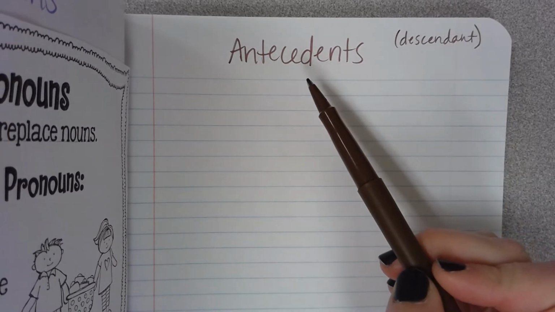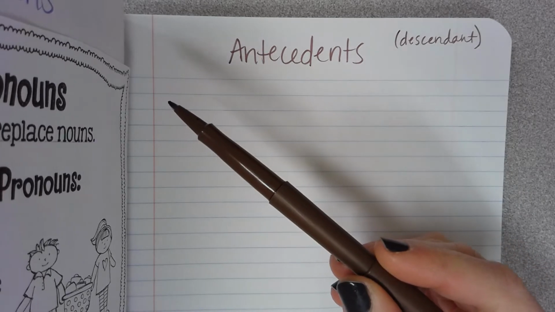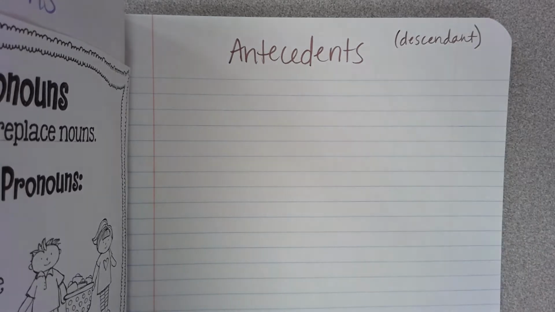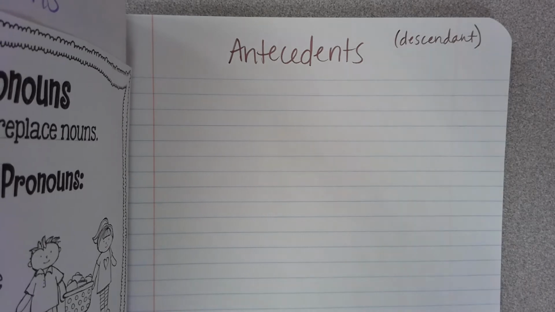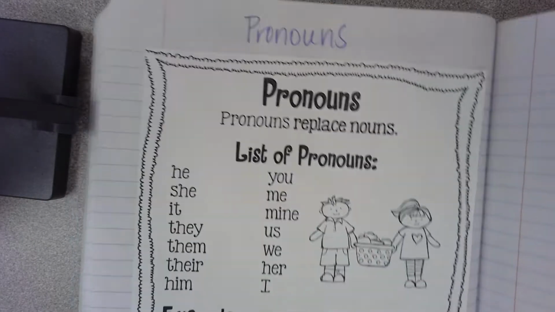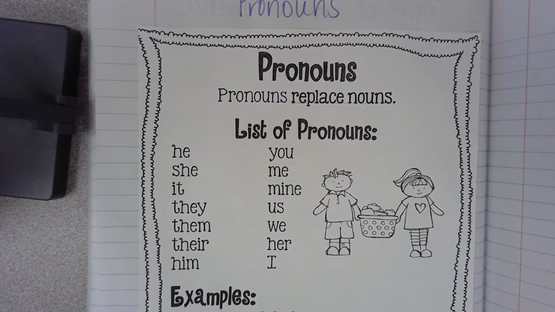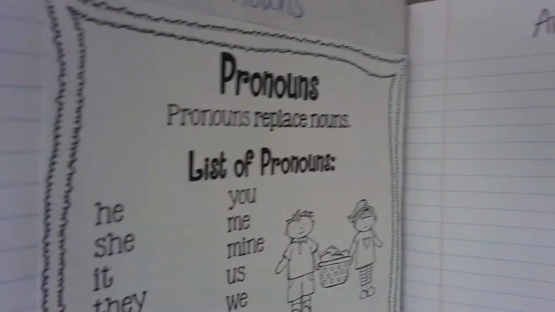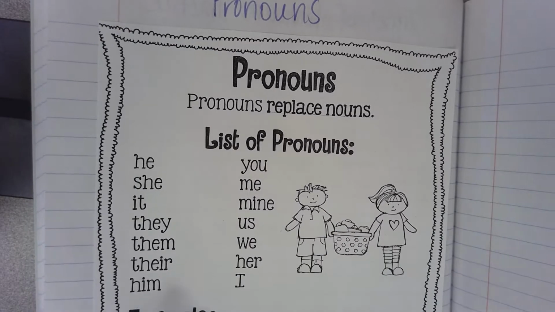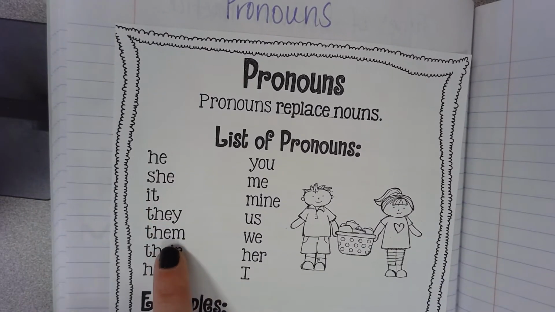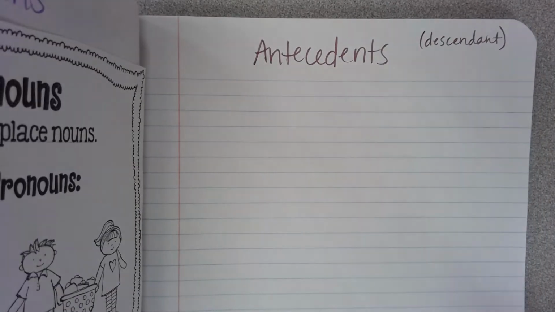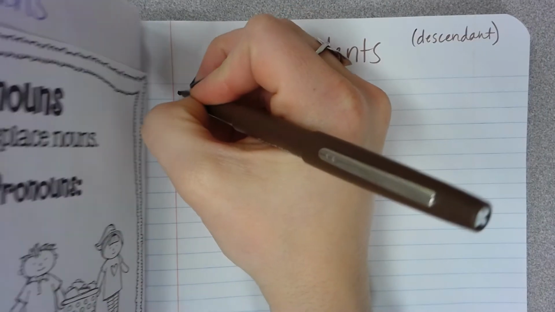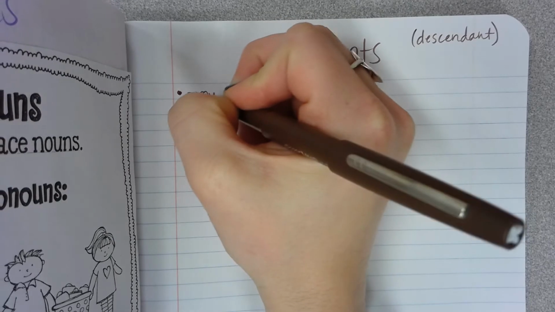So antecedents, when dealing with pronouns, is the original word that pronouns are replacing in a sentence. So remember, pronouns we talked about in the last lesson are very common and general: he, she, it, they. So antecedents are the actual person or thing or people that are being talked about in the sentence. So we have a few definitions to write down here. We're going to review what a pronoun is.